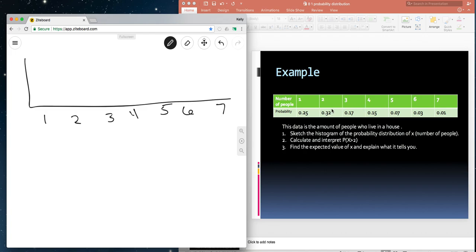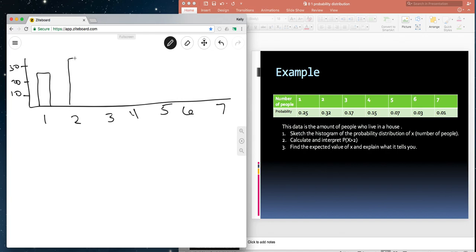Our highest value is 32%. So maybe I'll make my highest value 30%, and we'll just go slightly above that. So for one person living in the house is 25. And maybe you noticed that I am not making these bars touch, okay? Our bars are not touching because these are not continuous data. You can't have 1.7 people living in a house. So the bars aren't touching.